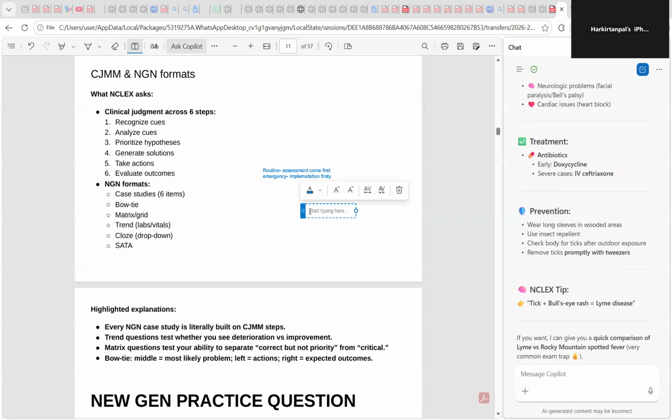Car seating: the child should be seated in the back only, not in front. Then if there is any suspected child abuse, always report. Immediate reporting is mandatory. Okay, that is a very important one.